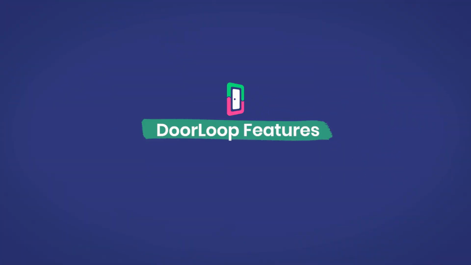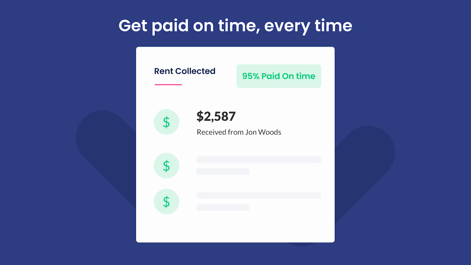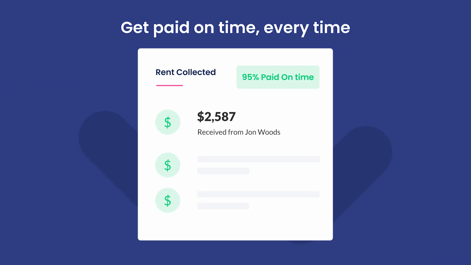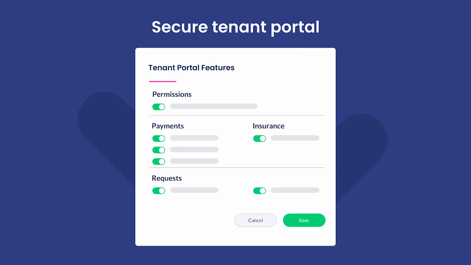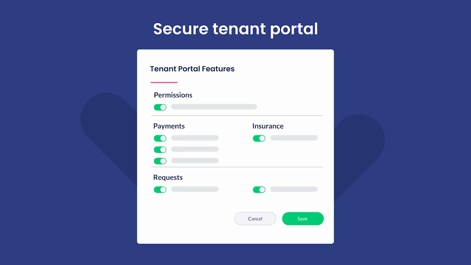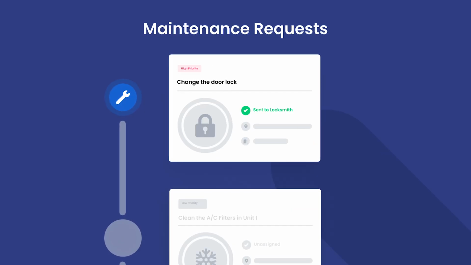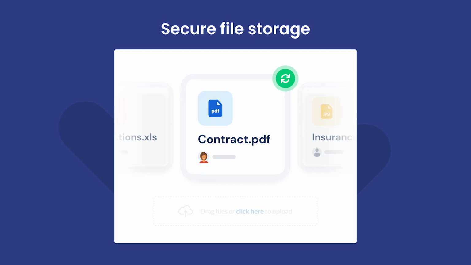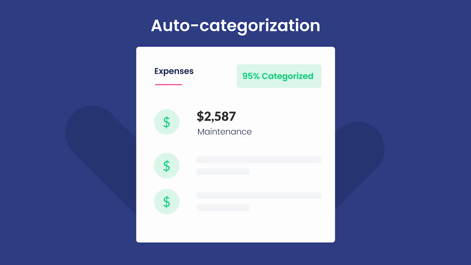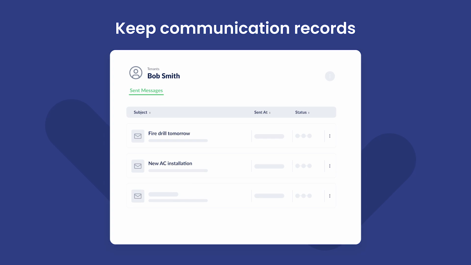DoorLoop Features. Make rent collections seamless with automatic rent payments, rent tracking, and a convenient tenant portal where tenants can pay rent and other obligations, message you, and more. Streamline your maintenance management from creating work orders to assigning to a vendor, adding comments and documents, paying out to vendors, and even communicating with the tenants along the way.